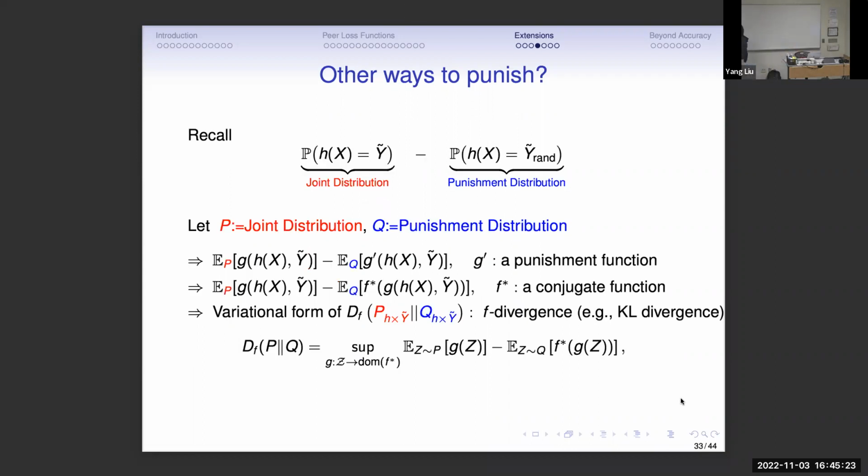But if you have taken information theory, this is exactly the variational form of the f-divergence defined over these two distributions, capturing the differences between the two distributions. And pure loss is just one very special way of checking the difference between these two distributions.